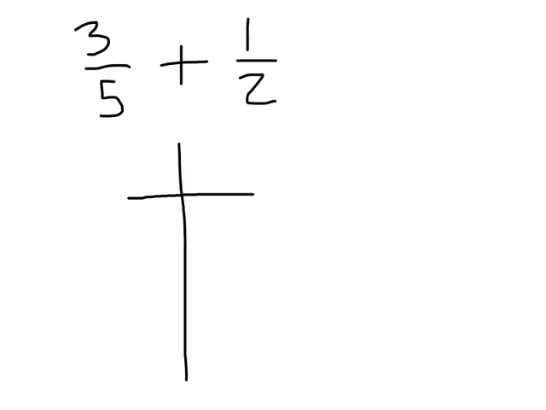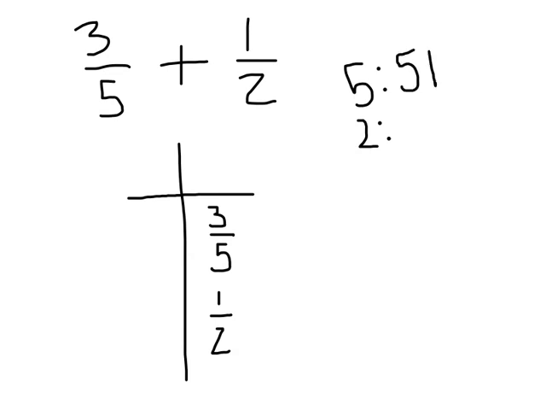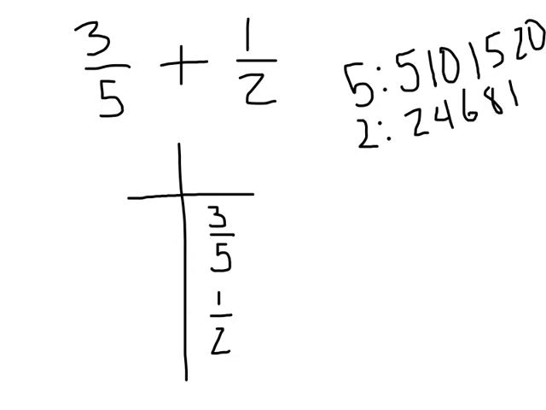The first thing I'm going to do is draw my T-chart to keep my work organized and put 3/5 and 1/2 into my T-chart. Now, before I can add fractions with unlike denominators, I need to find the least common denominator by listing the multiples of 5 and the multiples of 2 and finding the smallest number on both lists. 5, 10, 15, 20, 2, 4, 6, 8, 10. The least common denominator is 10.